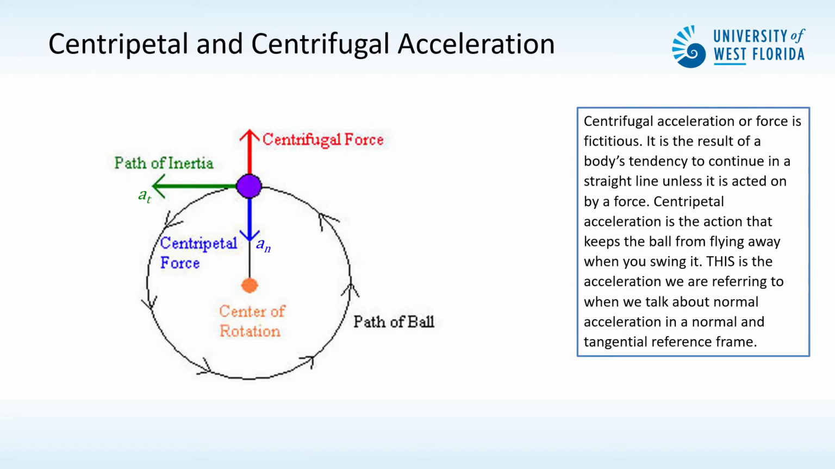Centrifugal acceleration or force, shown here in red, is fictitious. It feels real, but that's just because you're exerting an equal and opposite centripetal acceleration to keep the ball from flying away when you swing it. This centripetal acceleration, shown in blue, is the acceleration we're referring to when we talk about normal acceleration in a normal and tangential reference frame.